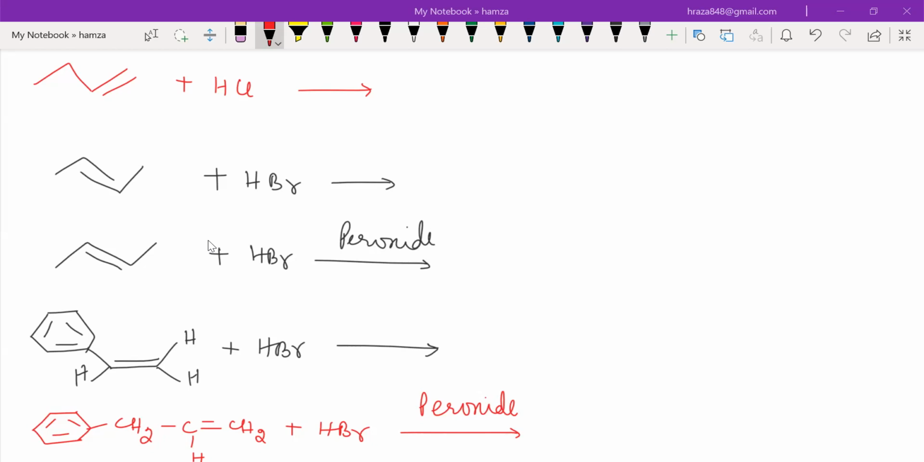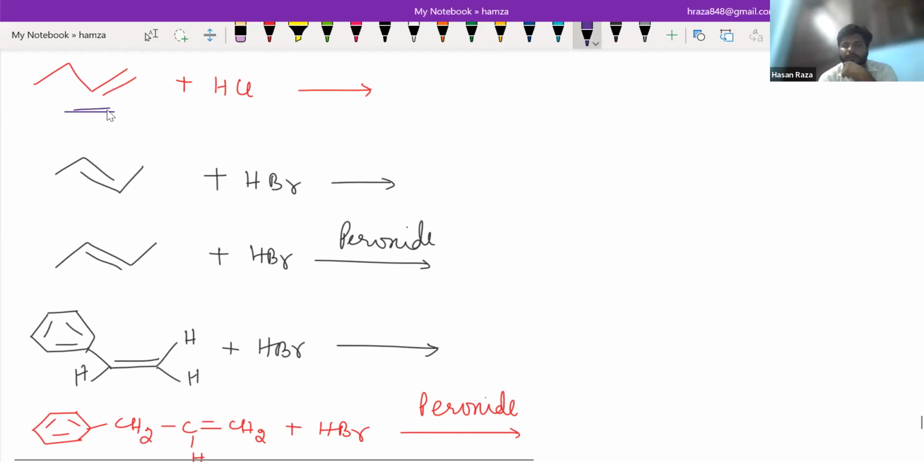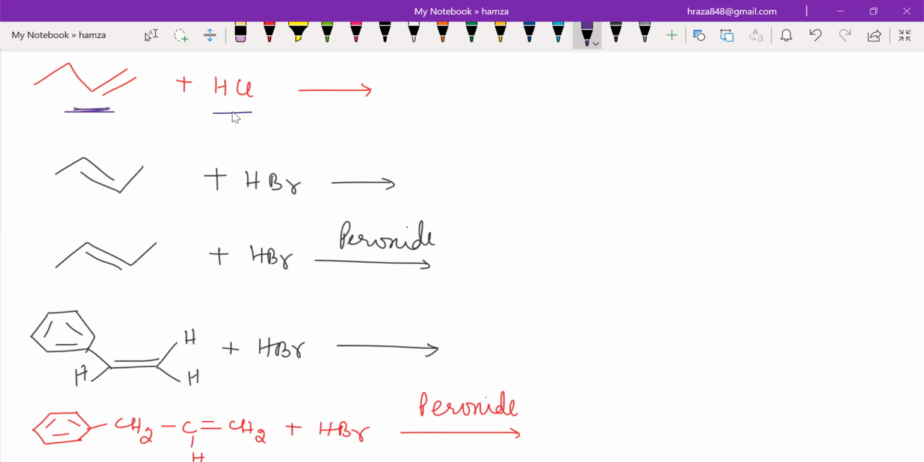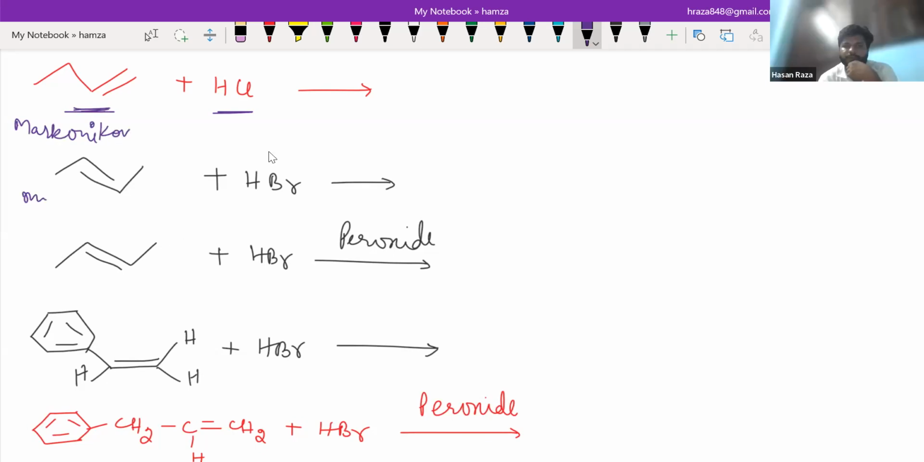Sir, how do we do this? The first one, did you complete the first one? No, sir. This is an alkene, yes or no? Yes, sir. This is a hydrogen halide, that means fluorine, chlorine, bromine, iodine. And there is nothing written on the arrow, that means this is Markovnikov. Yes, sir. This is also Markovnikov.